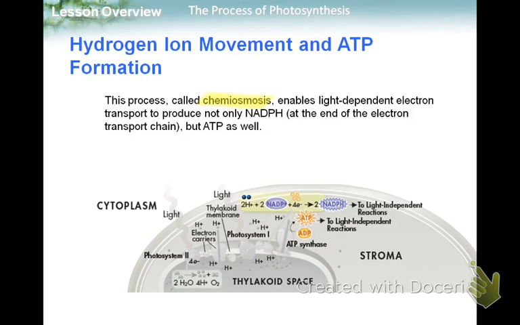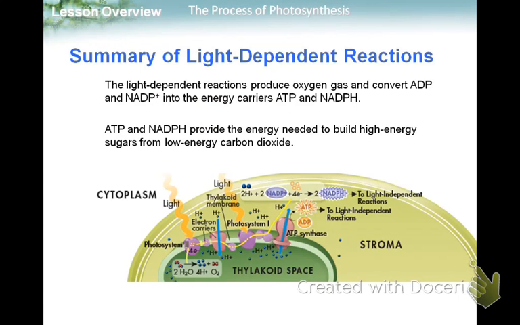And the process that's happening there is light-dependent electron transport producing NADPH and ATP. These provide the energy to drive the light-independent reactions. So again, we have water going in, oxygen coming out, and ATP and NADPH coming out as well. ATP and NADPH provide energy needed to build carbohydrates or sugars from carbon dioxide.